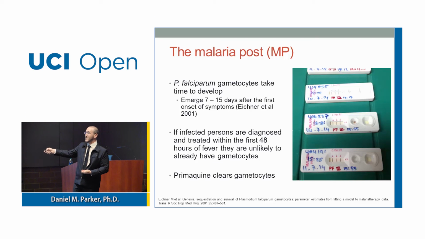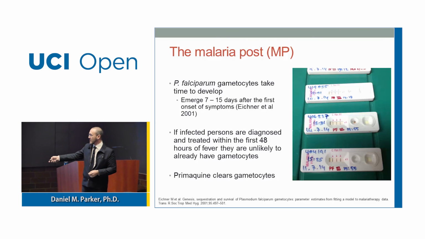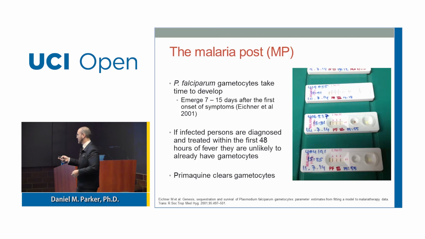But these don't emerge as soon as you feel sick. And what that means is if you can get infected people, as soon as they feel a fever, as soon as they're feeling bad, to go get tested and treated, then they shouldn't even have the sexual stage in their blood yet. So it's just about early diagnosis and treatment. And even if they do already have gametocytes, we give them one single dose of primaquine, which clears the gametocytes. It's an anti-gametocidal drug. So even if they are already infectious, you halt that transmission right there.